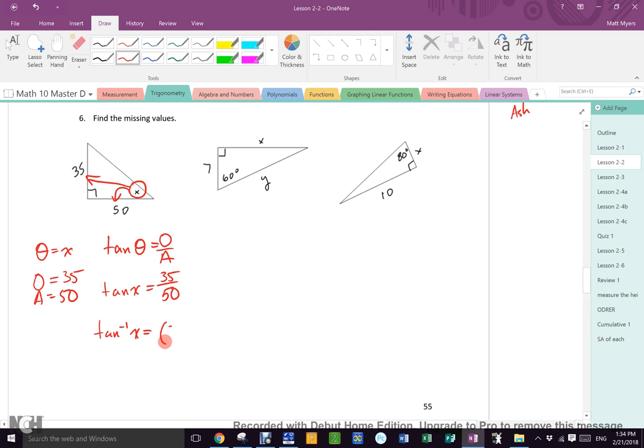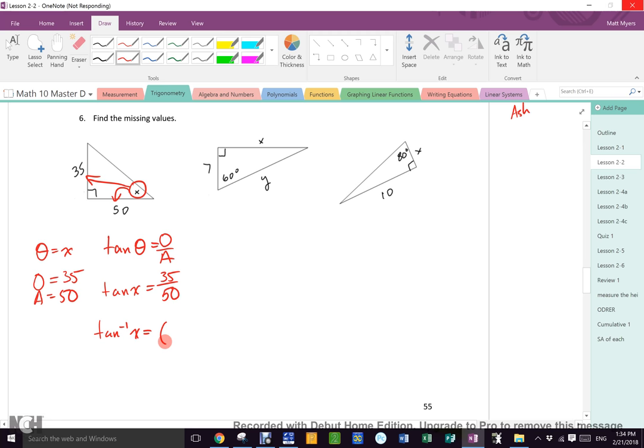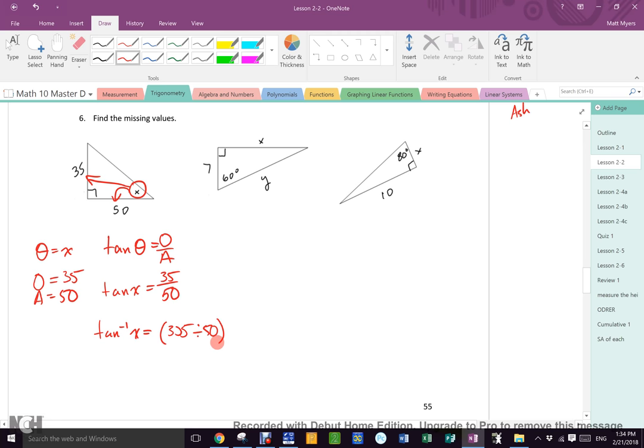Bracket 35 divided by 50. Close brackets. Depending on your calculator, you got to know how to enter that. I can't know that for you. But it's 35 divided by 50, which gives you 34.99999. What do we do with angles? Round to the nearest whole number, because angles aren't measured in decimals. Is everybody good? Is everyone good? Choose the angle, fill in the chart, do the math, calculator does the work.